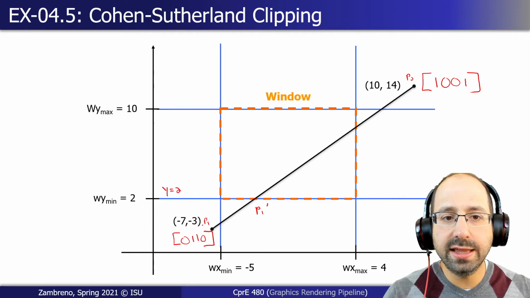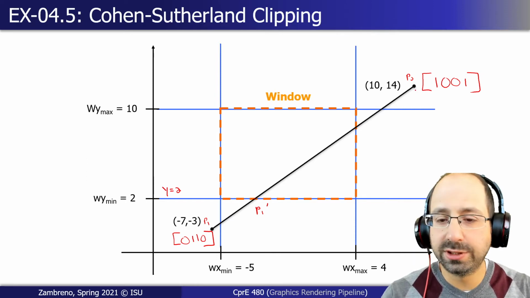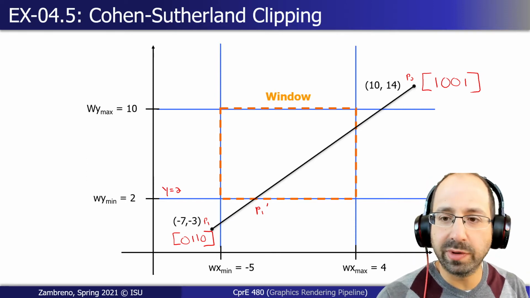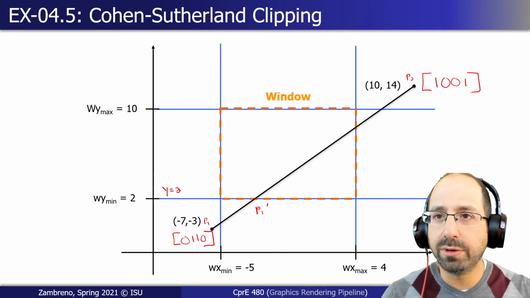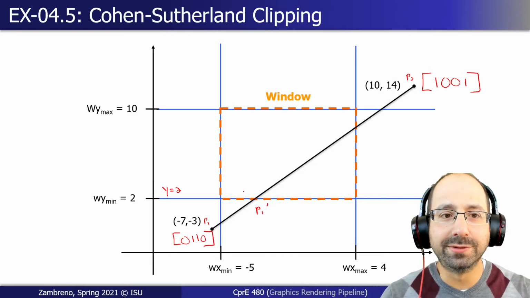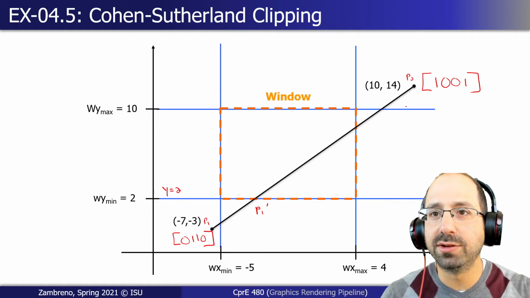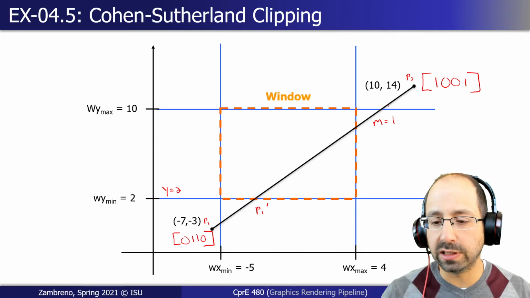Likewise, this line segment is also just an equation that we could represent in slope-intercept form. For right now, I think we would care mostly about the slope to be able to do that intersection. We have a rise of 17 and a run of 17. So this line segment itself would have a slope of 1.